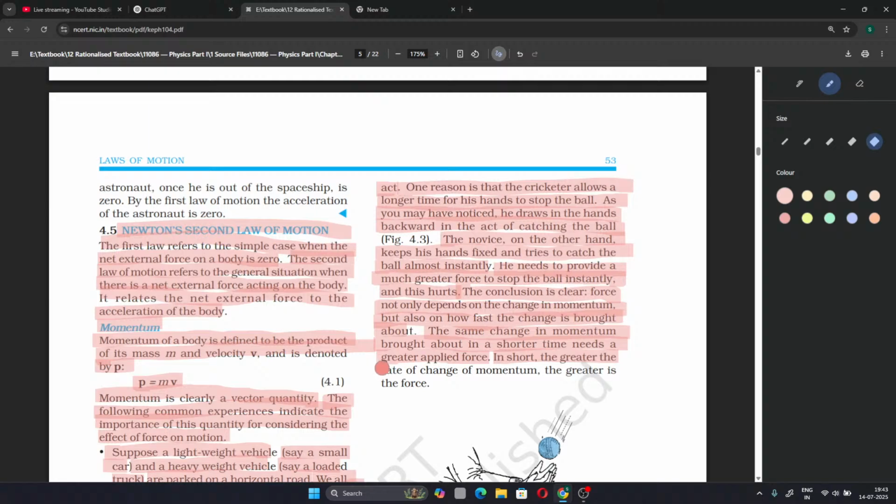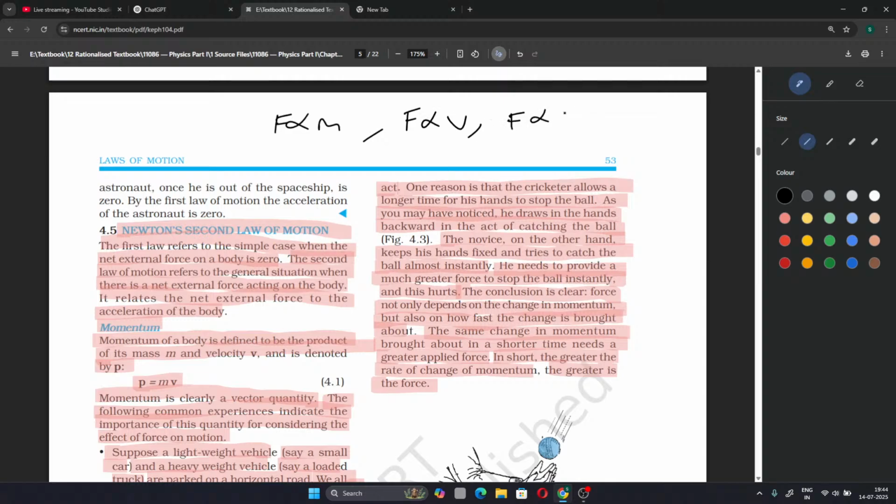In short, the greater the rate of change of momentum, the greater is the force. The rate of change of momentum is basically force. Force basically is directly proportional to mass, directly proportional to velocity, inversely proportional to time. Higher the time gap, higher the time interval, lower the force required.